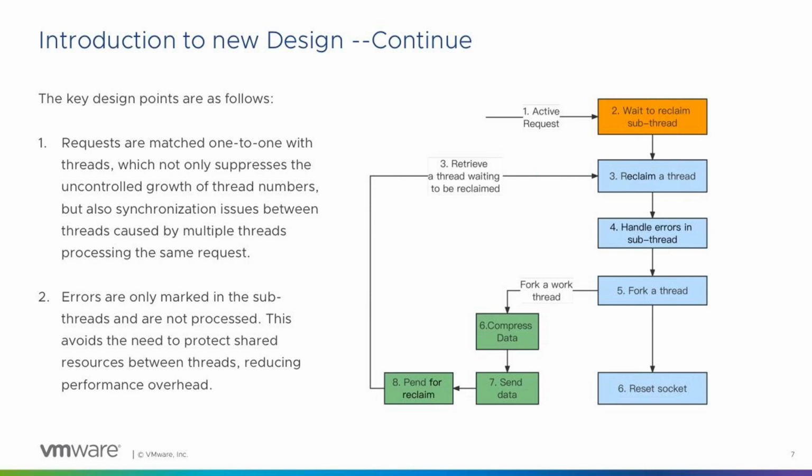There are two key points in the design. Requests are matched one-to-one with threads, which not only suppresses the uncontrolled growth of thread numbers, but also avoids synchronization issues between threads caused by multiple threads processing the same request. Errors are only marked in the subthreads and are not processed. This avoids the need to protect shared resources between threads, reducing performance overhead. Through the above design, we avoided common thread synchronization scenarios in multi-threaded programs and reduced unnecessary waits caused by interdependent threads. This maximizes the efficiency of multi-threaded compression and transmission.